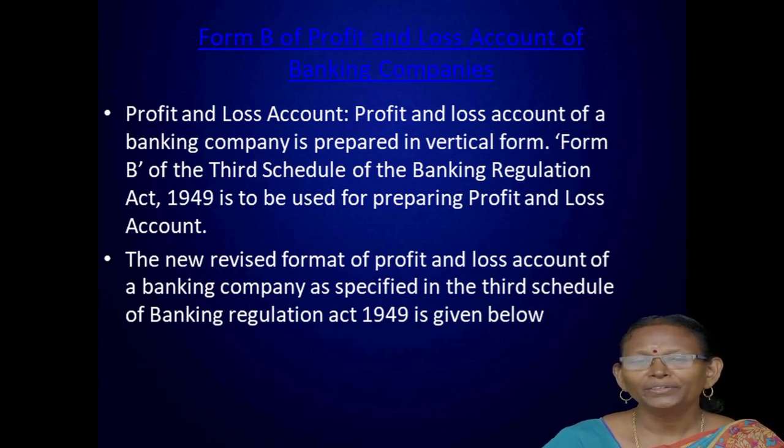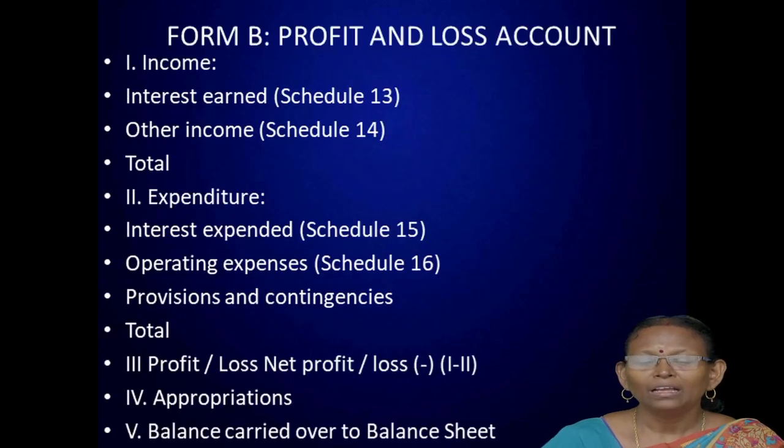First, we are going to learn about the format of the profit and loss account of banking companies. The profit and loss account of a banking company is prepared in vertical format. That is Form B of the Third Schedule of the Banking Regulation Act 1949. The new revised format is below.